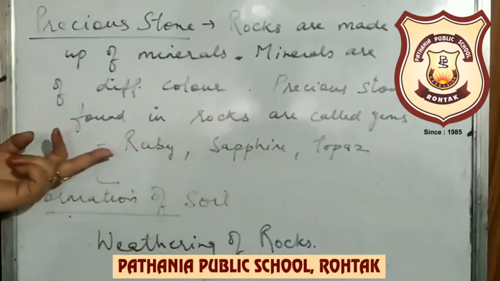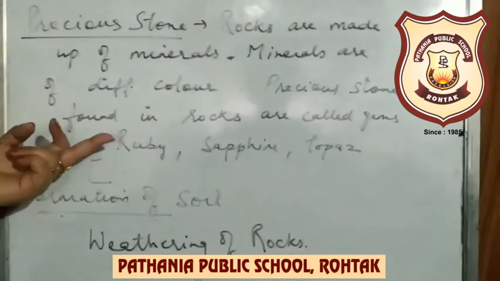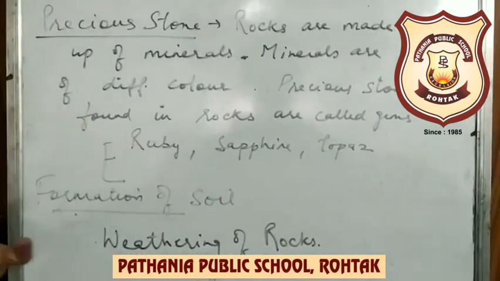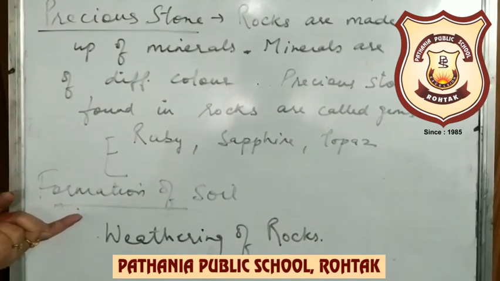They are used in jewelry because of brilliance and color and hardness. That is why they are used in jewelry. Now next topic, beta, formation of soils.